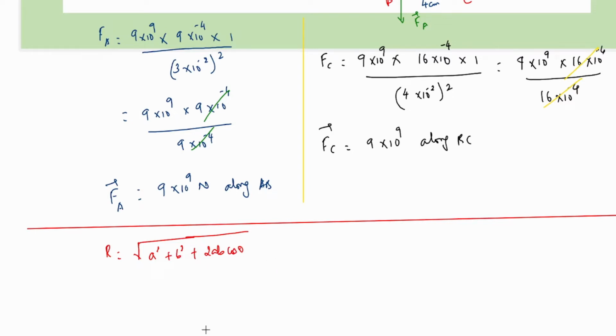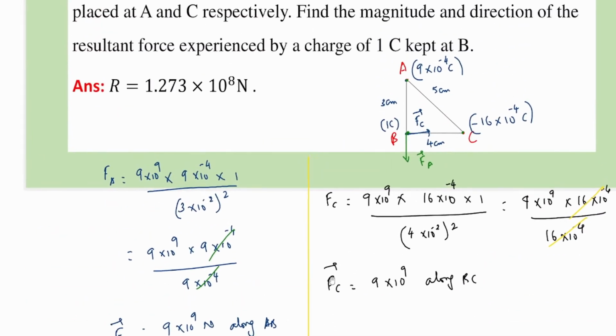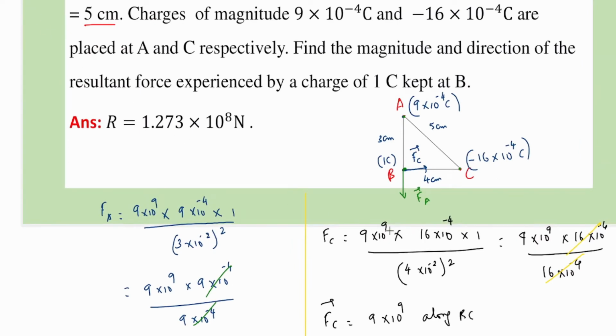Using the same form here, if we call the net force F, so this F is a resultant force, that's under root of F suffix A the whole square plus F suffix C the whole square plus 2 F suffix A F suffix C into cos theta. Now look at the angle between the two vectors. Here the angle between the two vectors is 90 degrees because the angle here is 90 degrees.